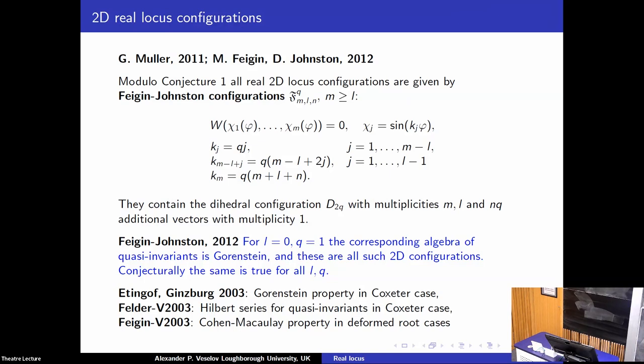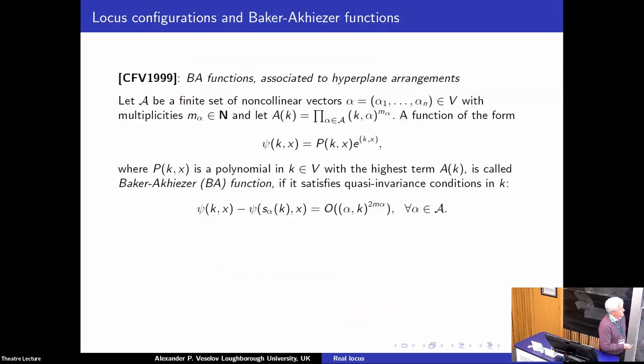So Gorenstein properties turned out to be very strong, which I personally didn't believe, but Misha did believe and even proved. Right. So this is kind of the algebraic side of this. Okay, so this is another thing which is important, actually.